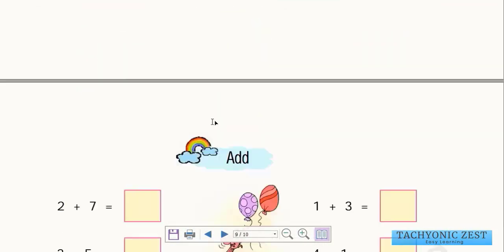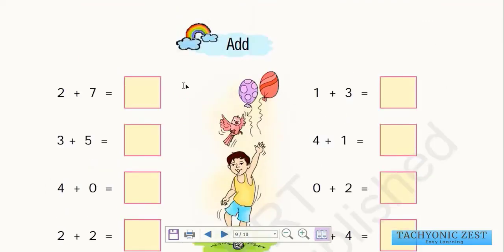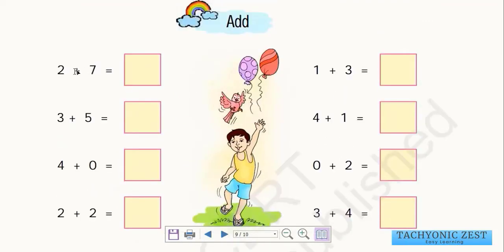So let us solve a few more questions that are given in this chapter. At first it is saying 2 plus 7 is equal to. So we have first 2, and then we have to add 7, and what is the total number that we get? We have to write here. So what is 2 plus 7 equal to? In order to solve this we will use the balls method.